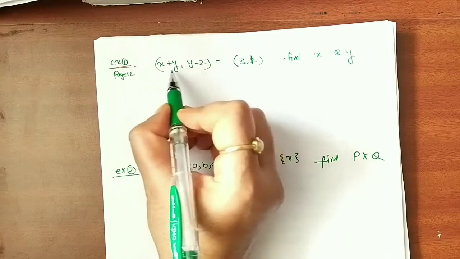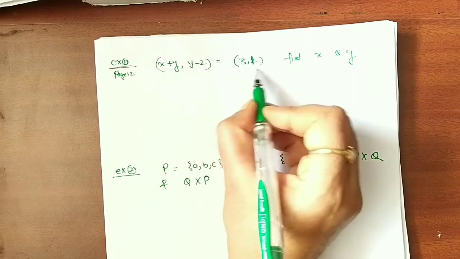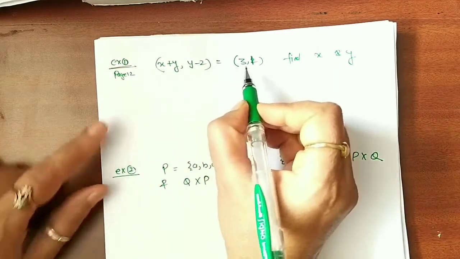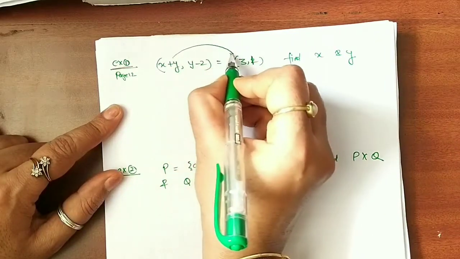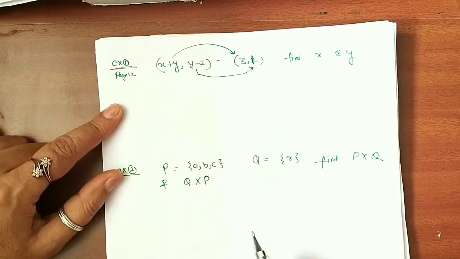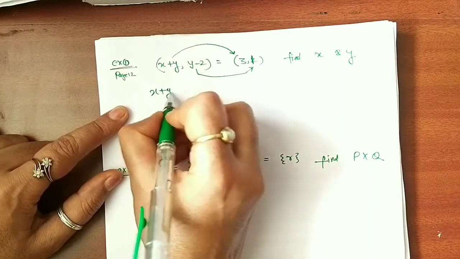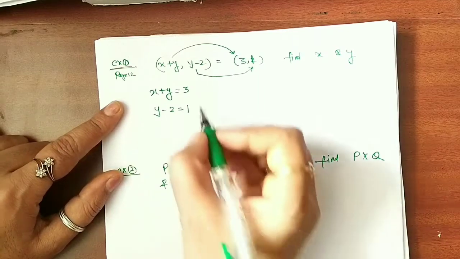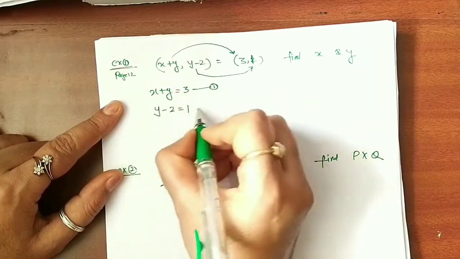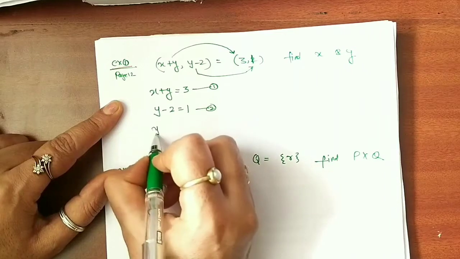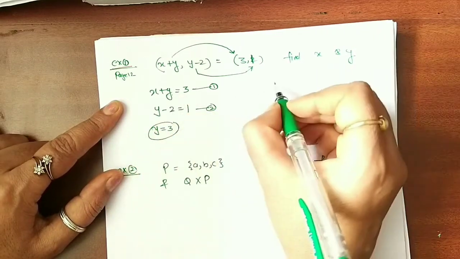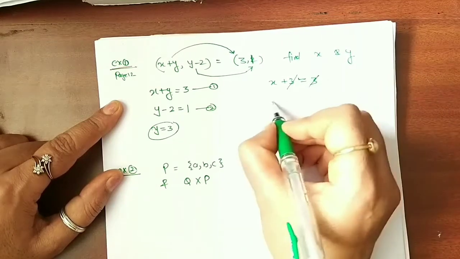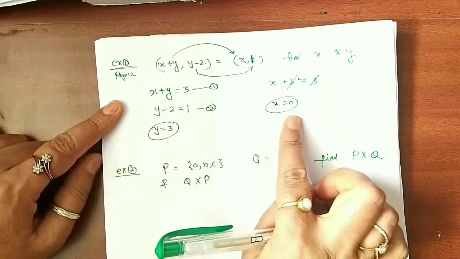They have given the ordered pair is equal to 3 and 1, and we are to find x and y. So if this ordered pair is equal to 3, 1, then clearly this has to be equal to this and this has to be equal to this, right? So that means x plus y is 3 and y minus 2 is 1. If you have these 2 equations, 1 and 2, just solve it. From 2, y is 3. Put here y is equal to 3. So x plus 3 is equal to 3. 3, 3 cancel, so x is 0. So these are the values of x and y.